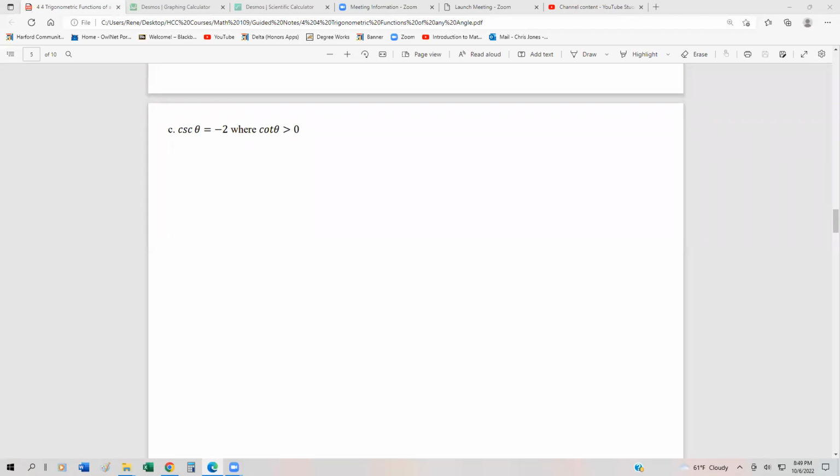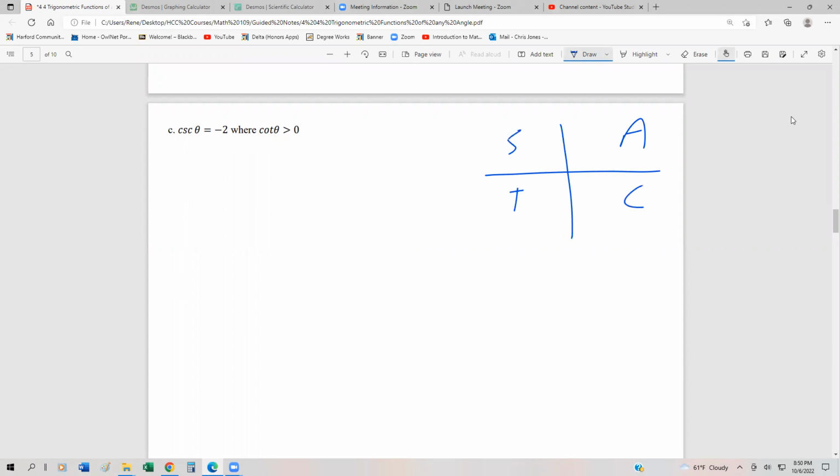One more example of being able to use the signs of the trigonometric functions. We have cosecant equal to -2, and the cotangent is greater than 0. All right, so we have our All Students Take Calculus.